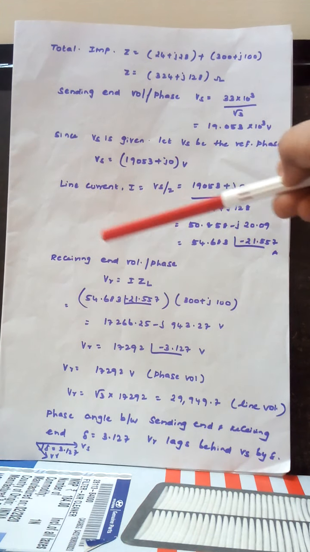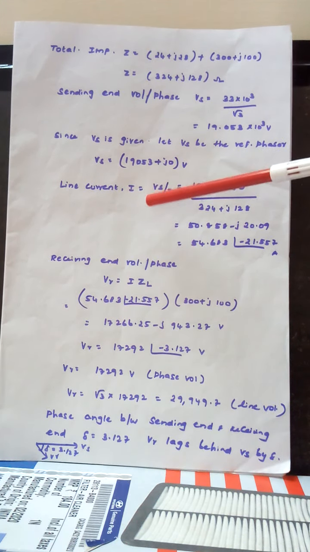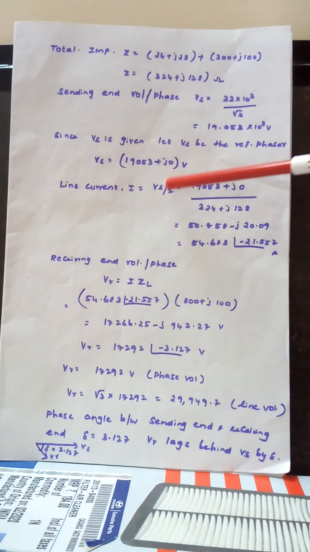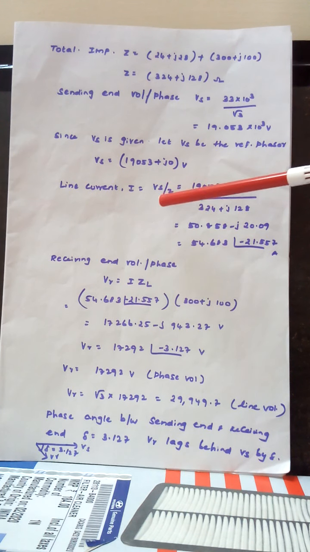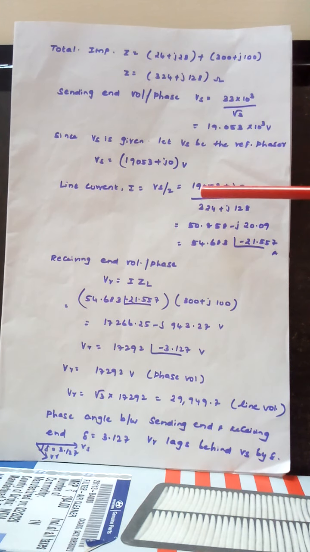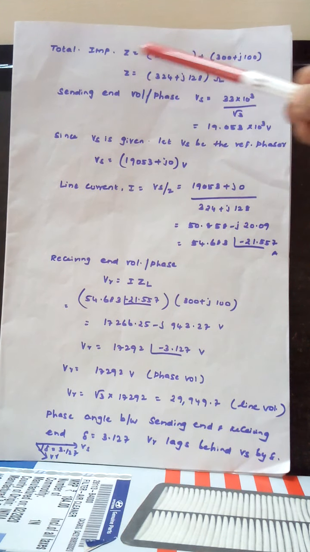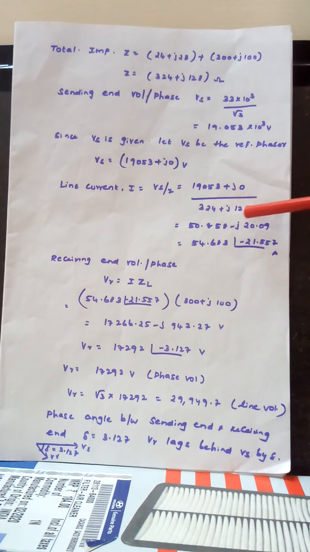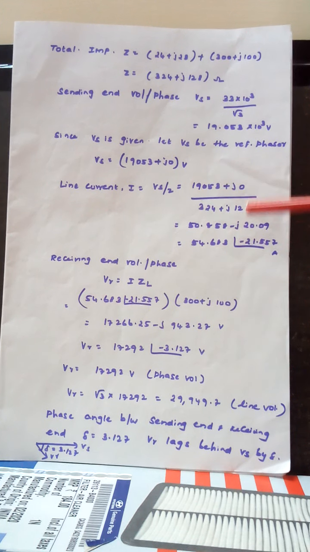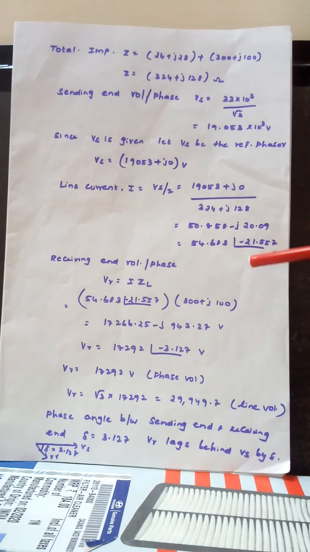From this we can find the line current I. I equals Vs, the sending end voltage, divided by Z. Here it is 19053 + j0 divided by the total impedance Z, 324 + j128. We get 54.683 at an angle of minus 21.557. This is the current we got.